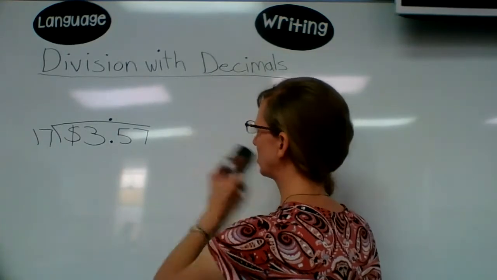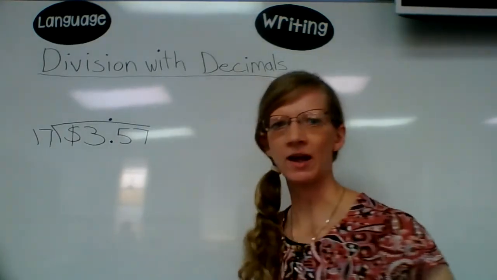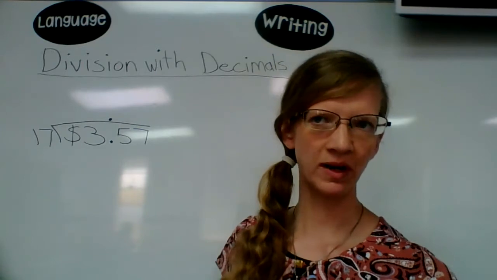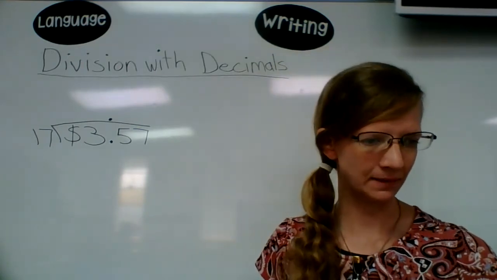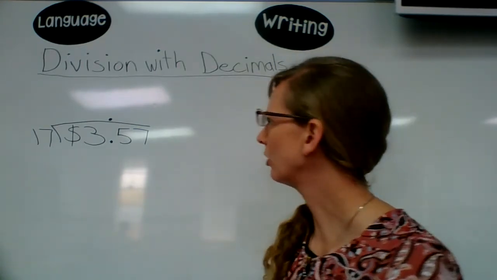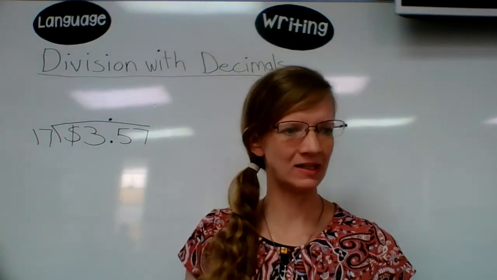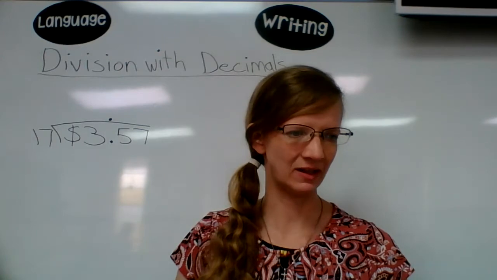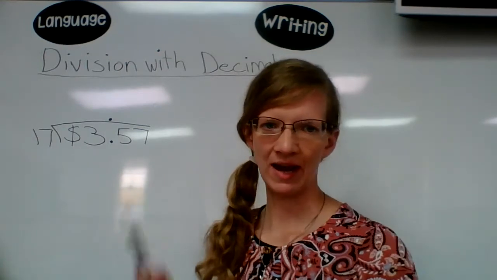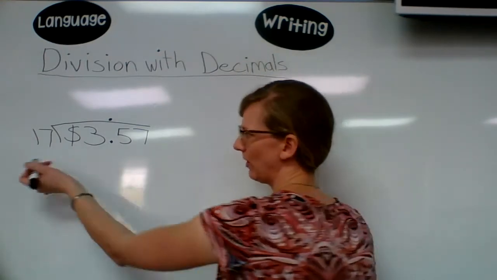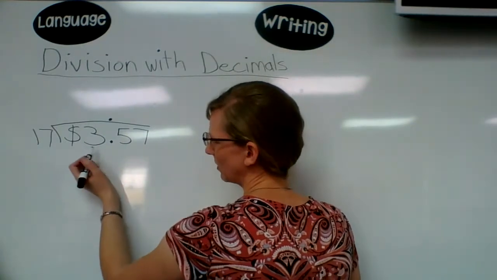So let's go ahead and use our example. A lot of times decimals are in money when you're dealing with money. If you want to divide money, let's say we have $3.57 and I want to divide it 17 ways, so I want to divide it by 17. What I'm going to do is just divide like normal. I already know how to do division with two numbers here.